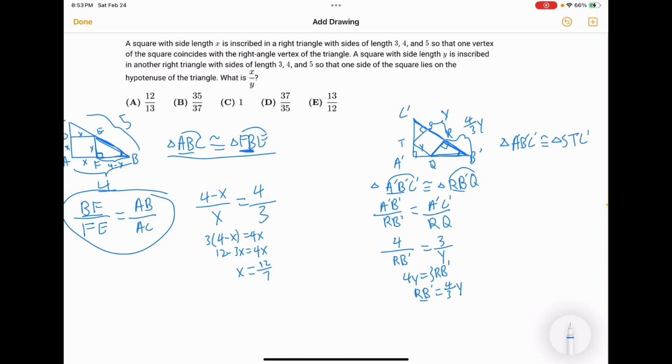So now we just have to figure out an equation to solve for C'S. So it would be A'B' over ST, and it corresponds, so that is valid, would be equal to A'C' over SC'. And so now perfectly we have SC' right here. And so we can just plug in some of the numbers that we already know.